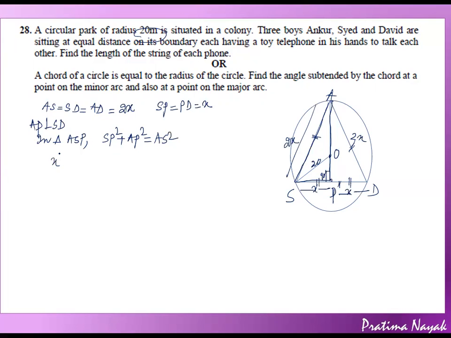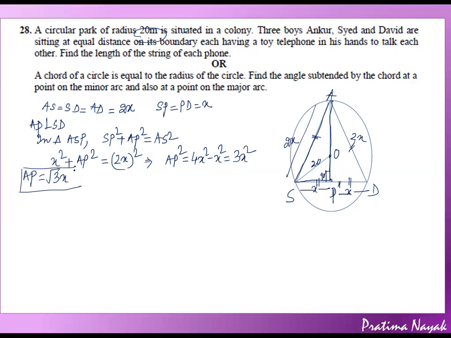SP square is x square. AP square is not given. AS is equal to 2x, whole square. So from this you will find AP square is equal to 4x square minus x square, that will be 3x square. So AP length is equal to root 3 x, because the square root of x square is x. So AP is equal to root 3 x.